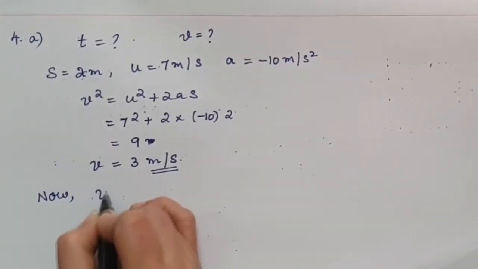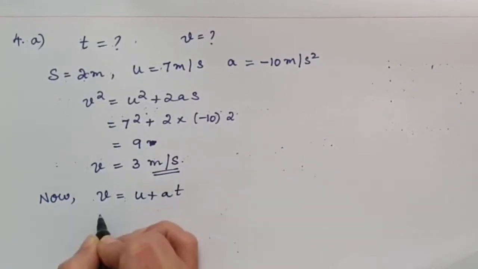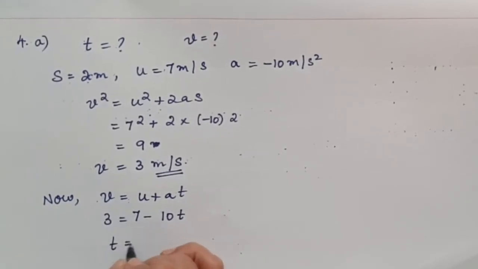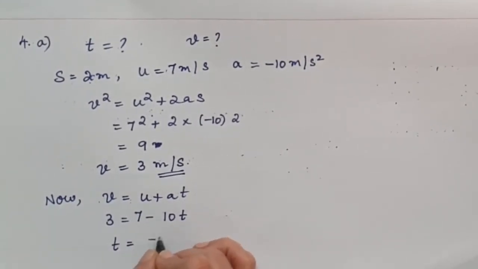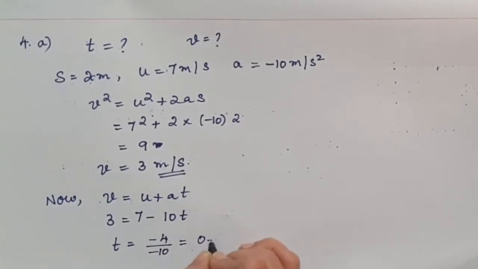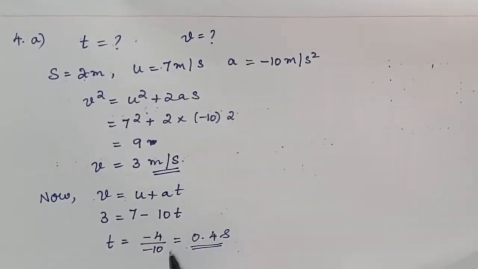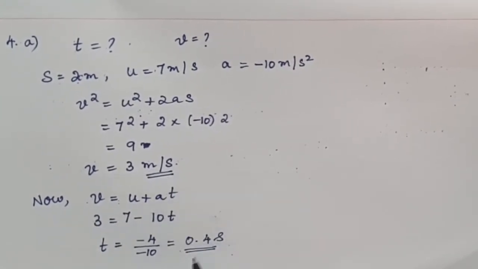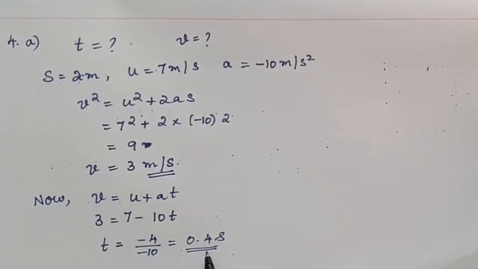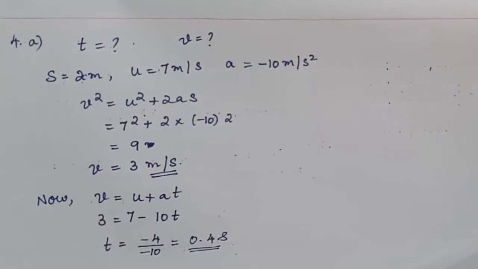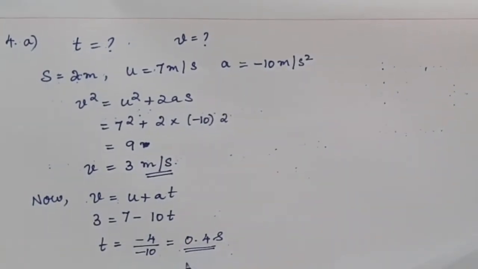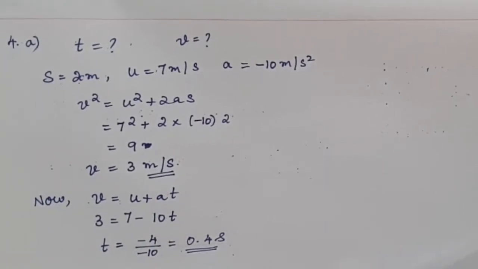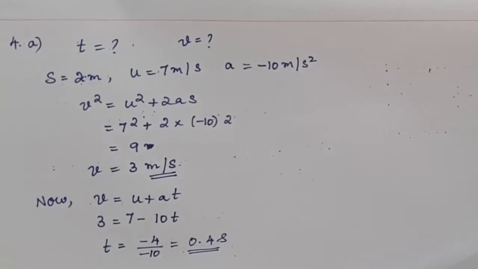Now using the formula v equal to u plus at, we have 3 equal to 7 minus 10 into t. So t will be equal to minus 4 over minus 10, that is 0.4 seconds. For the first part, that is for a distance of 2 meters, we have calculated that it has taken 0.4 seconds. Now for the second part of the journey, in the total of 18 meters, 2 meters have been covered. So for the rest of the 16 meters, we are going to calculate the time taken.